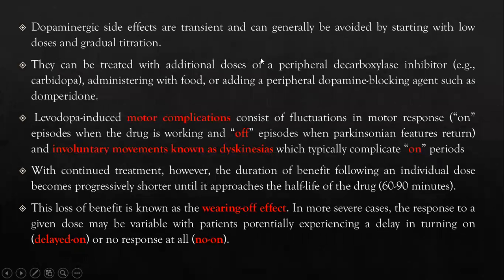So dopaminergic side effects are transient and can be generally avoided by starting with a low dose and titrating the dosage. They can be treated with additional doses of peripheral decarboxylase inhibitors like carbidopa, or administering with food, or adding a peripheral dopamine blocking agent like domperidone.